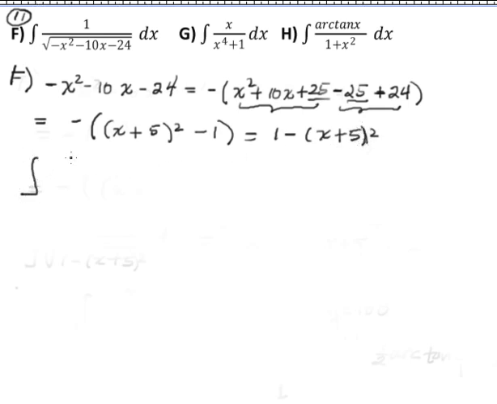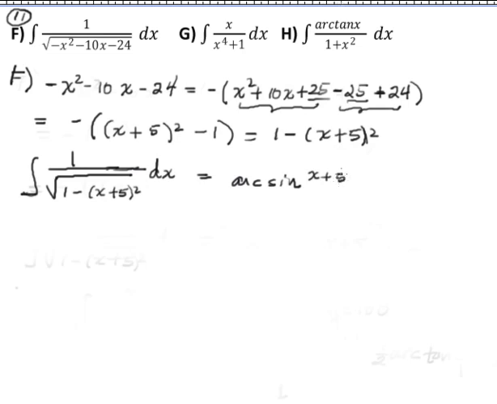Let's rewrite. Okay, so there we go. And that's an arc sine. So using the formula for an arc sine integral, this is equal to arc sine. U is x plus 5. And a is 1.